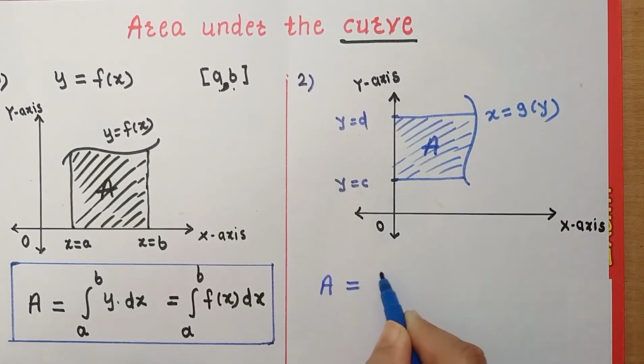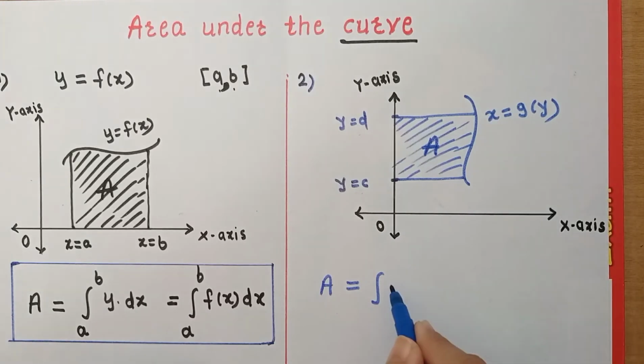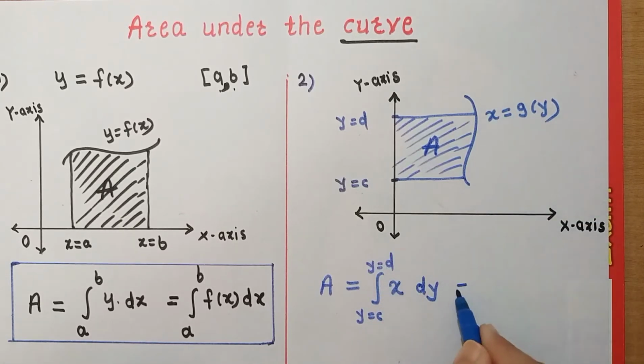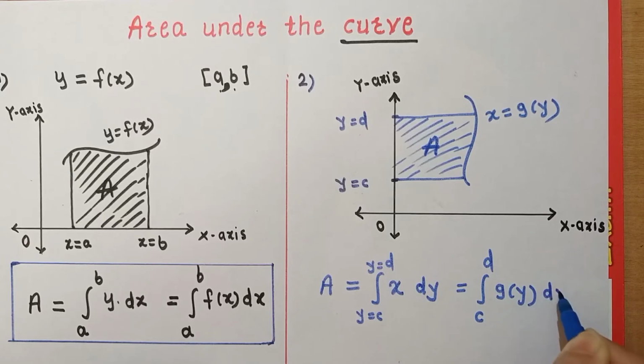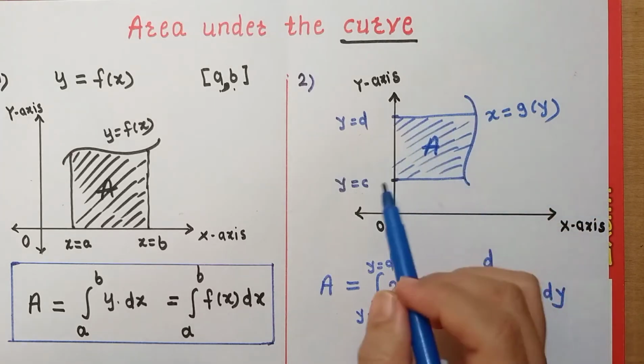A is equal to integration. Now this is actually x, which is a function of y. So here x we are integrating with respect to y, and the limits are from y is equal to c to y is equal to d, and this x is a function of y. So here again we will write from c to d g(y), and we are integrating with respect to y. So we will use this formula and we will find the area of this type of curve.